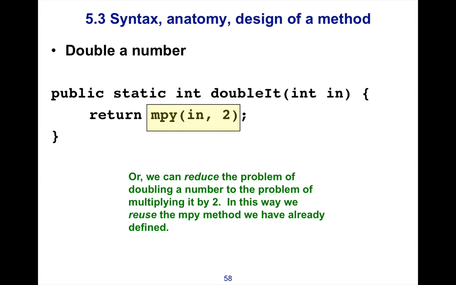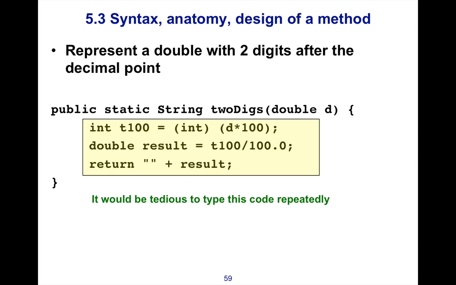Another example that we've seen before is trying to represent a double with 2 digits after the decimal point to clean up the kinds of doubles that might print out so that you just see 2 digits of accuracy. And the code for doing that is highlighted here, and it's a fairly complicated bit of code. And previously, if we wanted to use this code in 5 different places in our program, we'd have to copy and paste the code, and that's tedious and also error-prone.